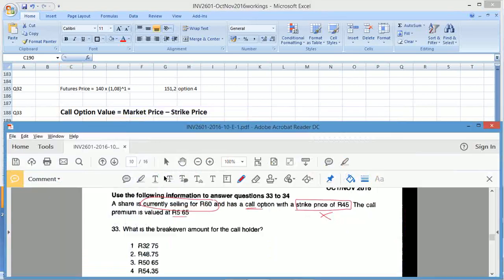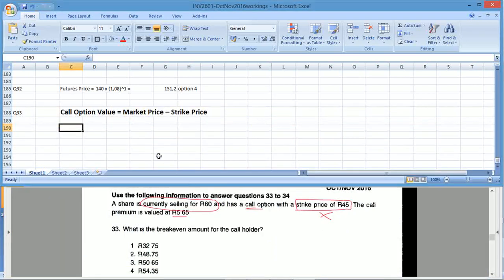Okay, so call value is market price minus strike. Call equals market minus strike, 60 minus strike of 45 equals 15. Okay, the call premium is valued at 5 Rand 65.